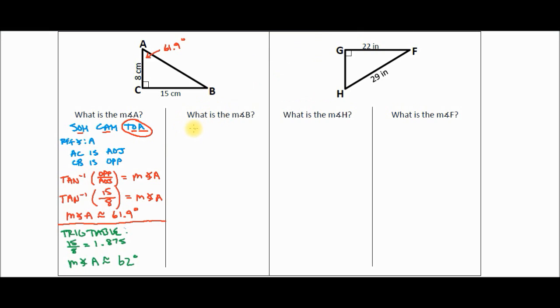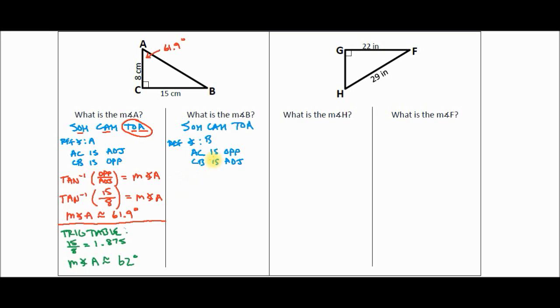Take a look at what's the measure of angle B. You write SOHCAHTOA. Okay, let's figure out our reference angle. Our reference angle is going to be B now because we want to find angle B. All right, what do we know based on angle B? We know that AC is opposite, and we know that CB is adjacent. We don't know the hypotenuse.